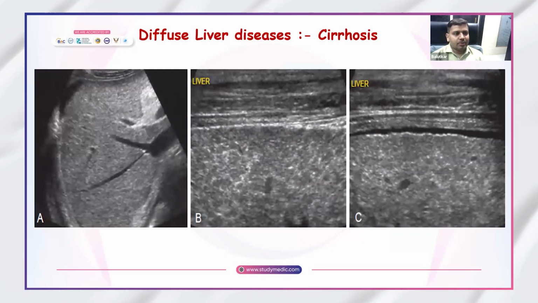Let's talk in brief about the various pathologies of the liver. First of all, diffuse liver disease. The diffuse liver diseases will be involving almost the entire liver parenchyma. There are various types. The common one is liver cirrhosis.